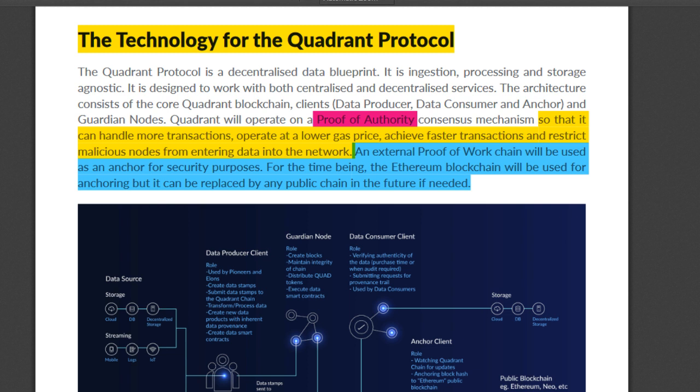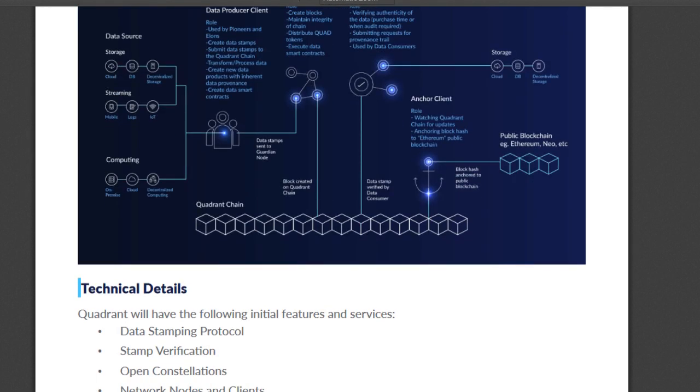This restricts malicious nodes from entering data into the network. And then you have the external proof of work chain that will be used as an anchor for security purposes. For the time being, it's sidechained off of Ethereum. They could anchor this off of a different blockchain if something else became the new Ethereum. But right now it's on Ethereum. And I'm just noting there that it could be replaced in the future if needs be. Little diagram here.